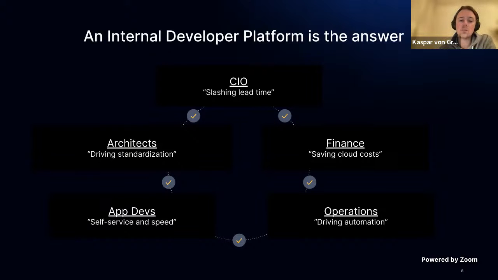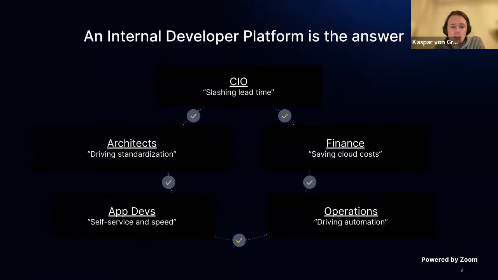So for the CIO, it's about slashing lead time. For the operation team, it's driving automation. For the app dev team, it's about self-service and speed. And for the architects, it's about driving standardization. But I think it's important to keep this in mind during the architectural process, and also as you're prioritizing what to work on. There are certain things, for instance, you should just do because it looks nice.